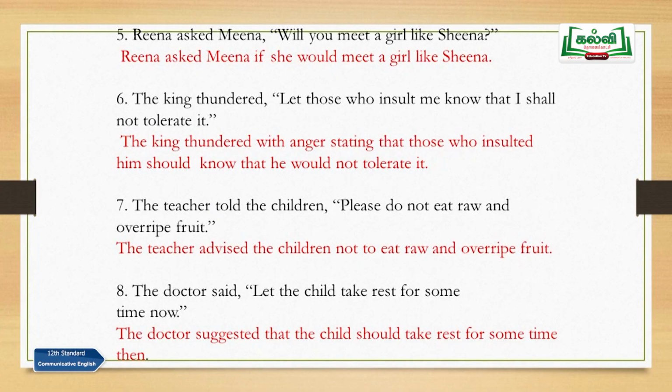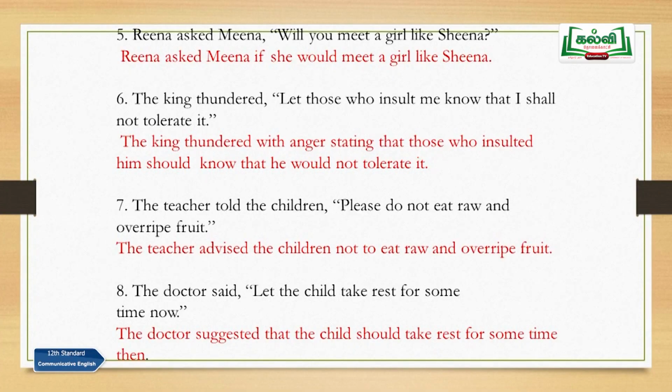Now question number 5. Reena asked Meena, will you meet a girl like Sheena? So there are too many nas here. Reena, Meena, Sheena. All rhyming. So Reena asked Meena. Again look at the type of the sentence. Type of the question here. Yes or no question. Will you meet a girl like her? Yes, I will meet. No, I will not meet. So again you use if or whether in your conversion.